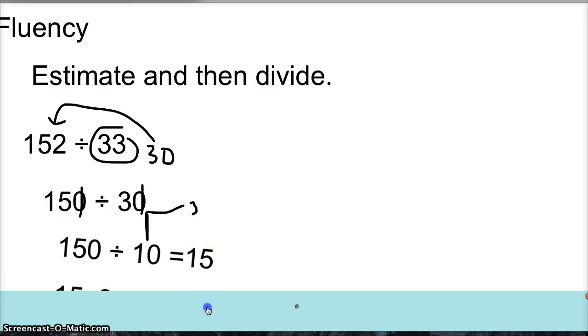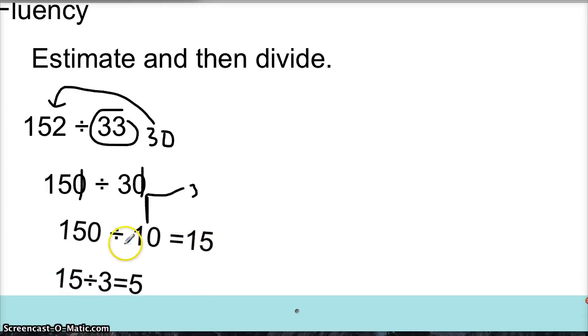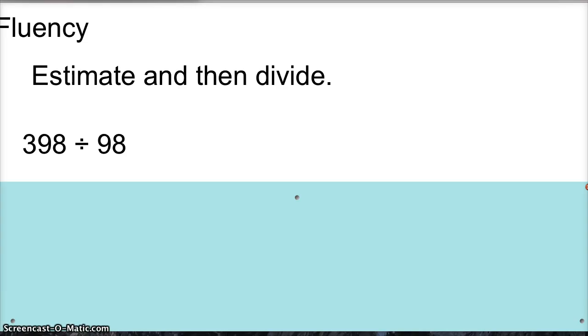Here's that same answer right here. And then I have 15 divided by 3. And 15 divided by 3 equals 5. So there's your answer. All right, this one, 398 divided by 98. Write it down on your whiteboards, estimate it, and solve it, and then you check it when you're ready.